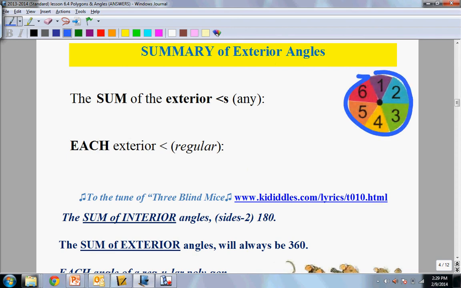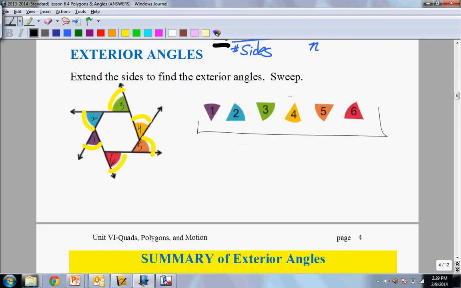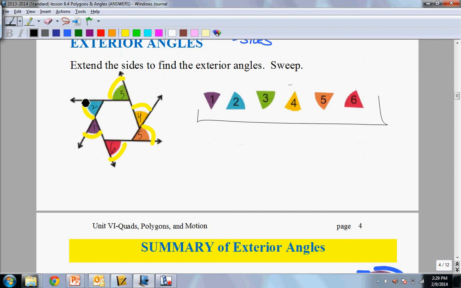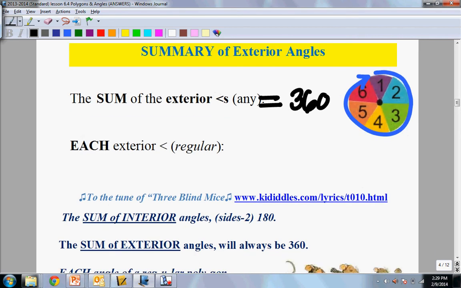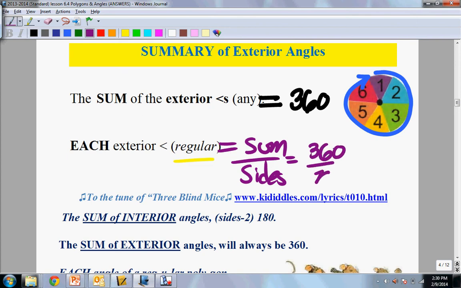So here's a very simple concept. The sum of the exterior angles will always be, regardless of the shape, 360 degrees. These exterior angles added up together will always be 360. And if you wanted a single one, it's again going to be sum over sides. In this case, for an exterior angle, and this only works for regular shapes, it's going to be 360 over n. That's for exterior angles.